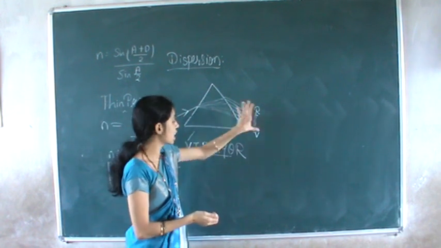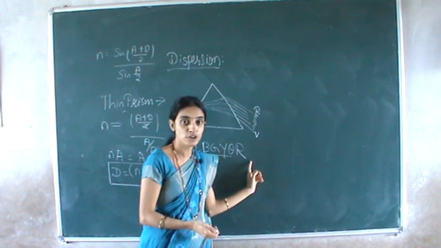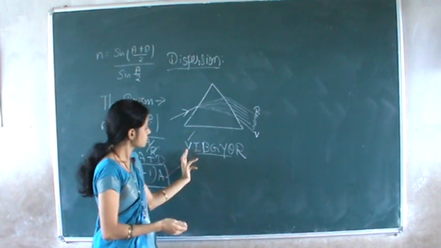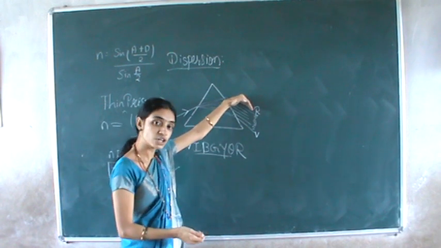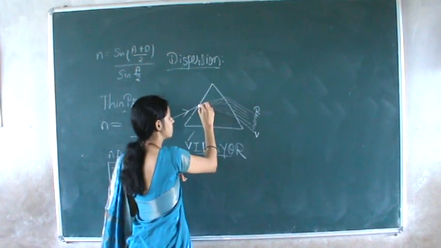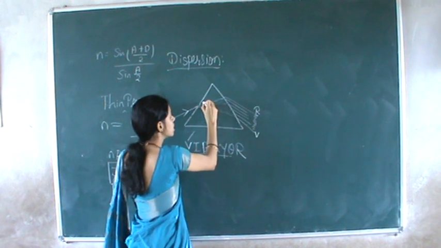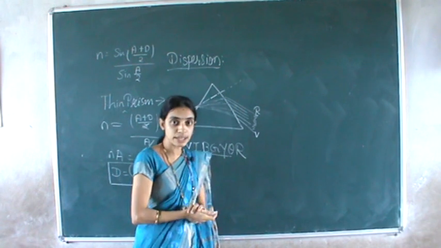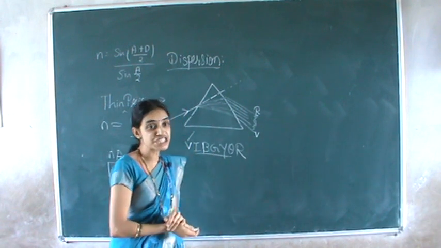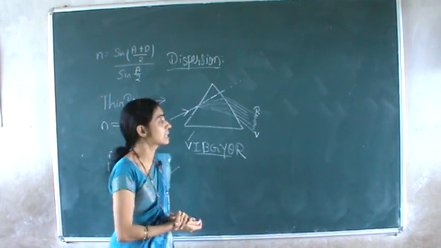Dispersion. The colors will be in the form of a spectrum. Here violet will be in the bottom section and red will be in the top section. If there was no prism, this beam of white light would follow a straight line path.